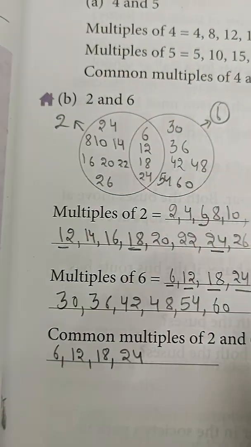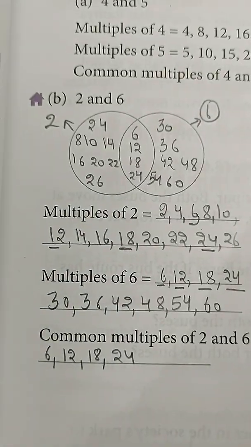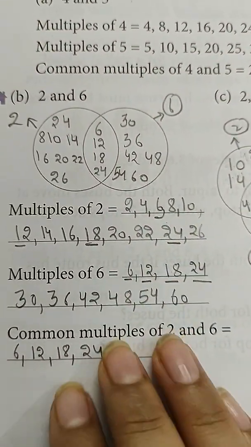So what I have done, I have not written till 10, 2 10s are 20. No, I have exceeded that part. So let me show you how I have done it. Just for your example, I have done this thing.